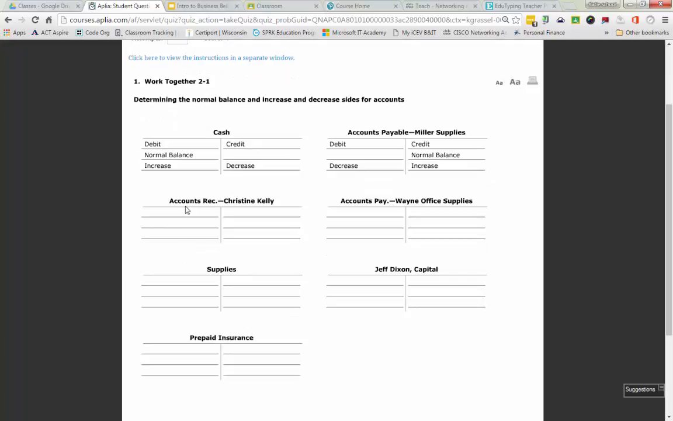Accounts receivable, Christine Kelly. Doesn't matter the account. I know debit's left, credit right. Accounts receivable, Christine Kelly, is what type of an account, Dale? It is. What side of the accounting equation is it on? So its normal balance? Thank you. Accounts payable, Wayne Office Supply. Left side of the T account is always called debit. Right side is always called credit. Carly, what type of an account is accounts payable, Wayne Office Supply? Liability. What side of the accounting equation? Normal balance? Thank you.